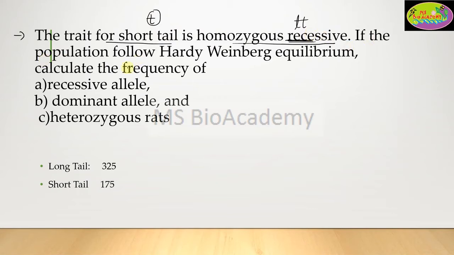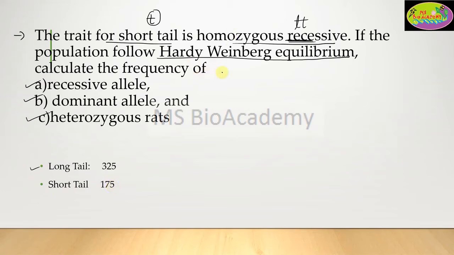If the population follows Hardy-Weinberg equilibrium, again it is mentioned that it is following the equilibrium, that means we are going to use those two equations, correct? Calculate the frequency of recessive allele, dominant allele and heterozygous traits. Now these three things you have to find out, and what they have mentioned is that the number of rats with a long tail is 325 and the number of rats with a short tail is 175.